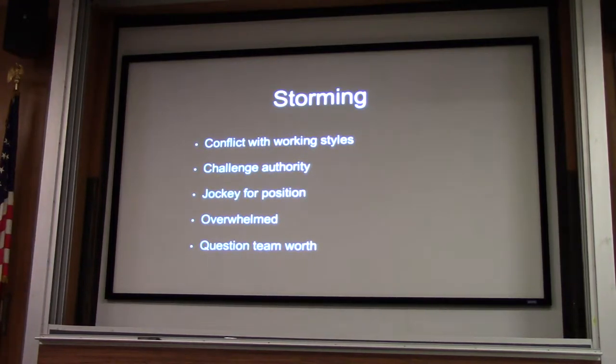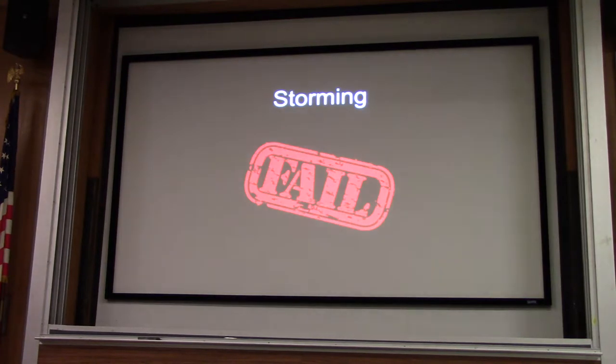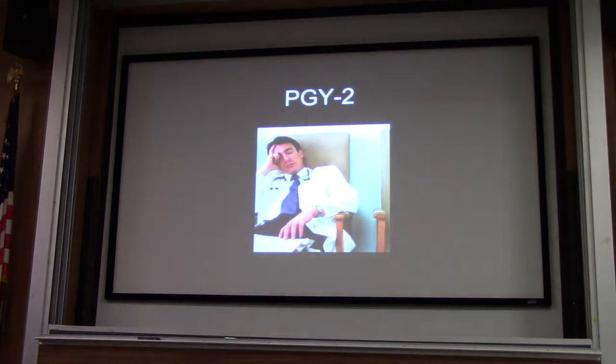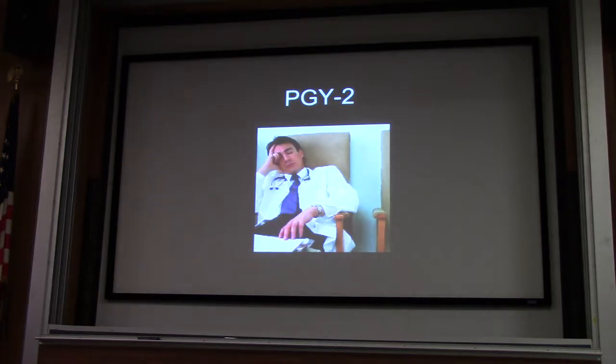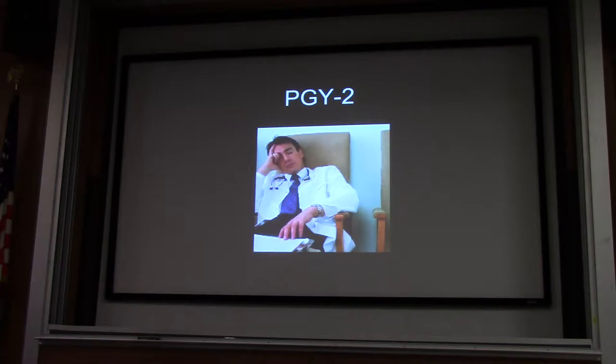Storming, which is a good thing to learn about in group dynamics, should always happen in some form. This is when everyone's personalities start to develop and you start having conflicts. So working styles are going to conflict, you might challenge authority, people might be jockeying for position, and you may start to get overwhelmed with questions of team worth. This is when teams fail. So sometimes a team will get to this storming stage and they won't be able to get over that barrier, or they won't have the tools or a leader that can get them there.